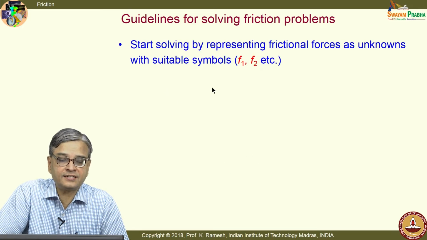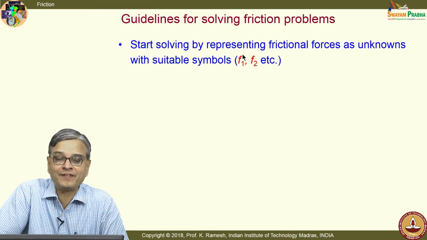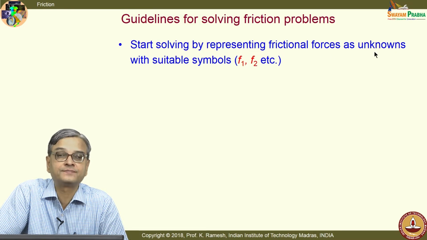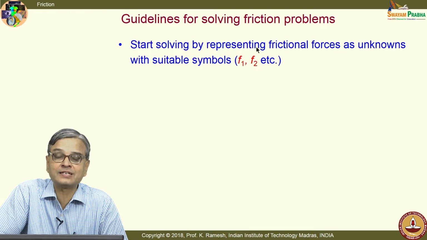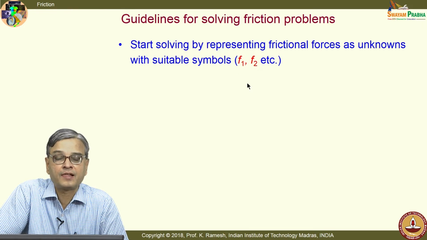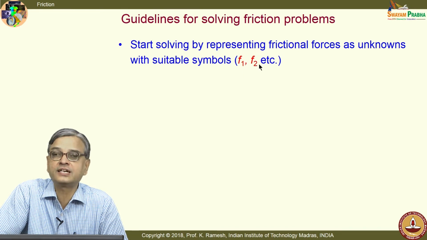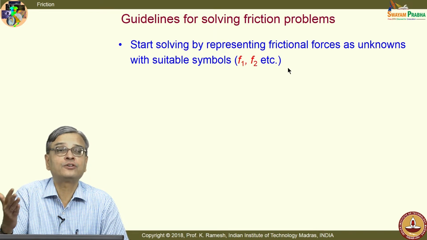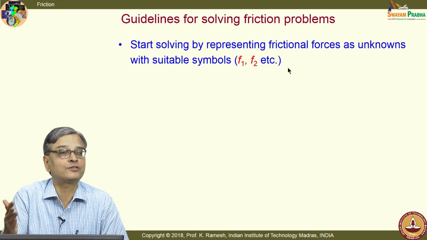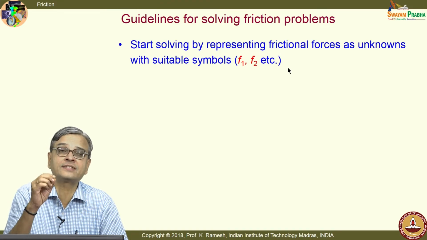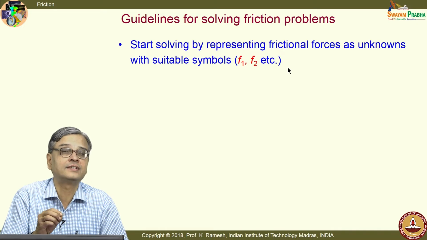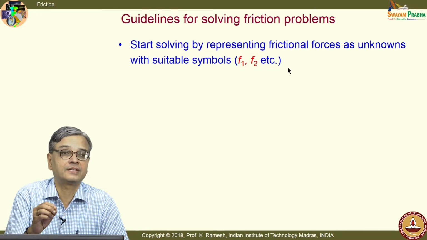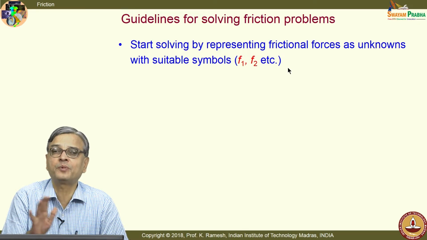So, the advice is that you start solving by representing frictional forces as unknowns. See, in the previous problem we had only one surface where there was frictional interaction. If I have multiple surfaces, it is always desirable that you indicate the frictional forces as F1, F2, etc. Do not jump to mu1 into N1 or mu2 into N2. Don't do that. You investigate, and you make a statement specifically in your problem analysis whether the motion is impending. This is a good practice to handle problems dealing with friction.